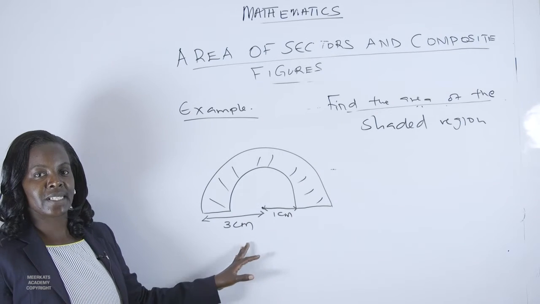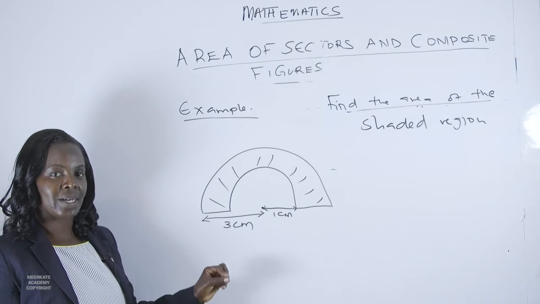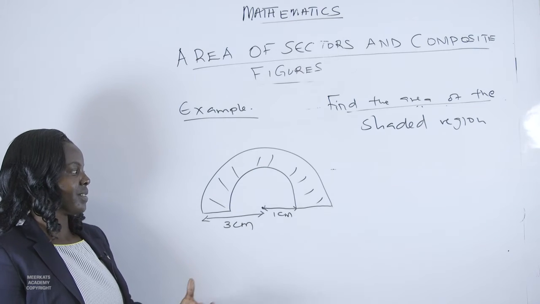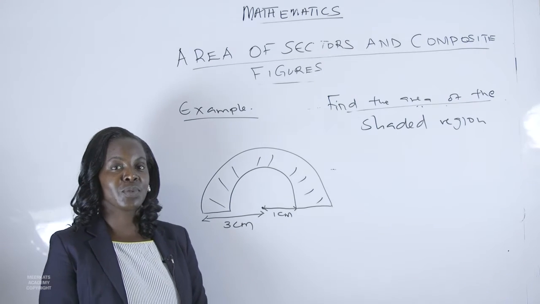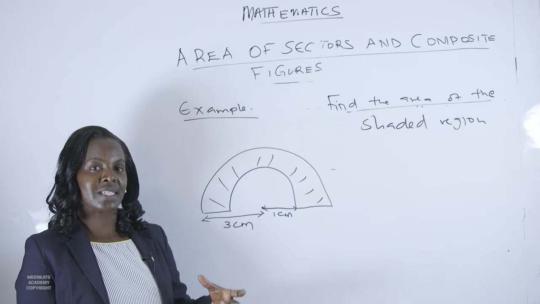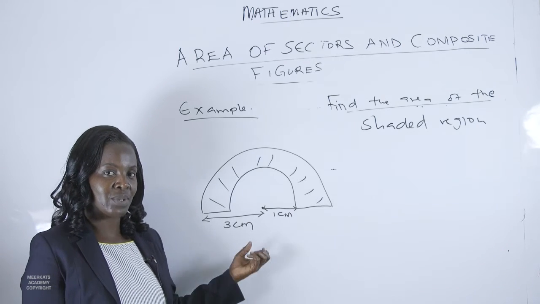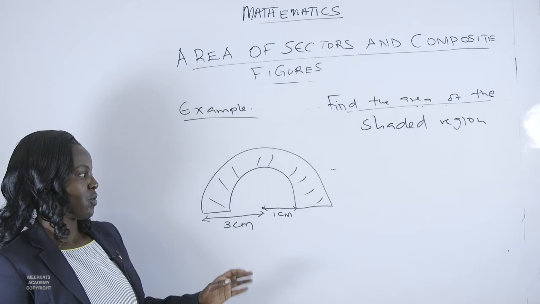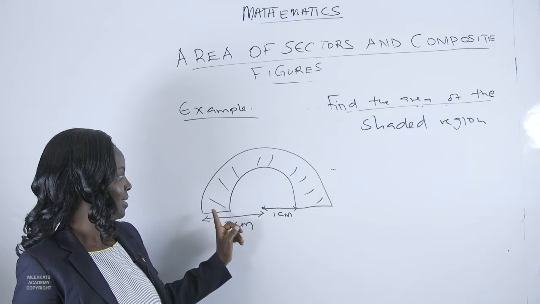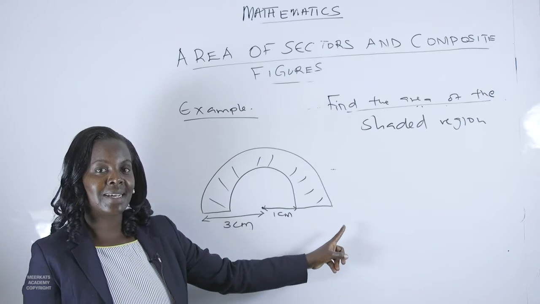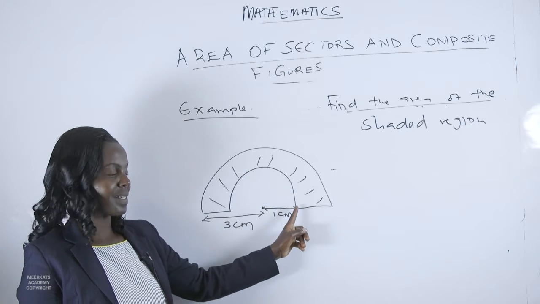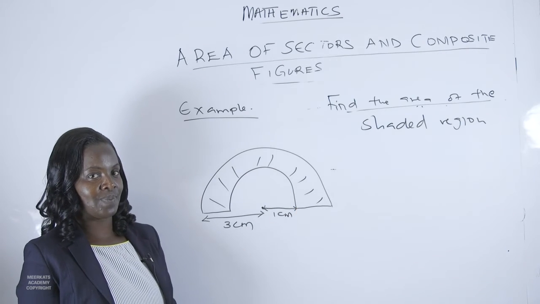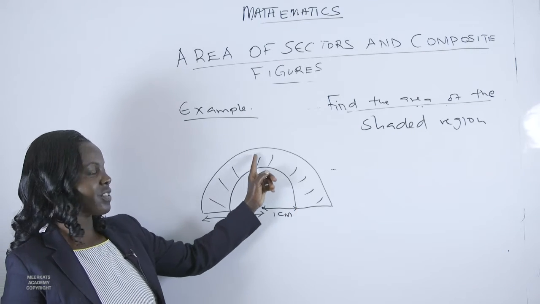We are looking at different examples of composite figures and how to calculate their area. Let's look at this example here. The first thing we have said you are supposed to ask yourself is, which basic shapes make the composite figure? If we look at this keenly, you realize that there is a larger semicircle, and inside there is a smaller semicircle. We are told to calculate the area of the shaded region.